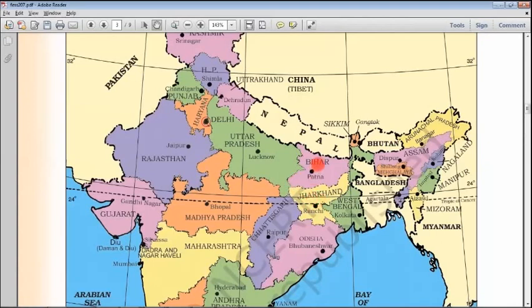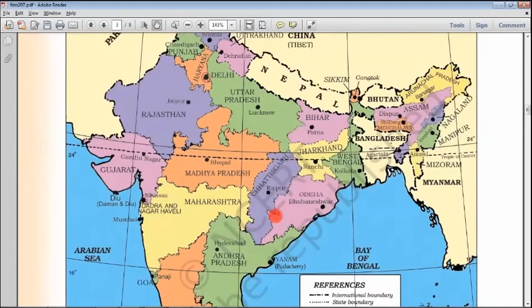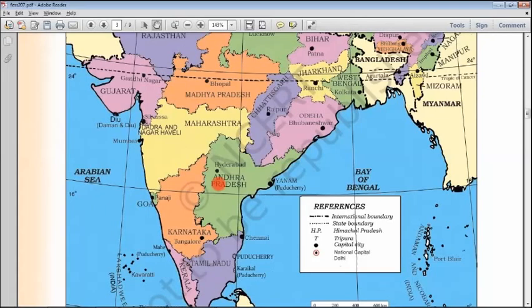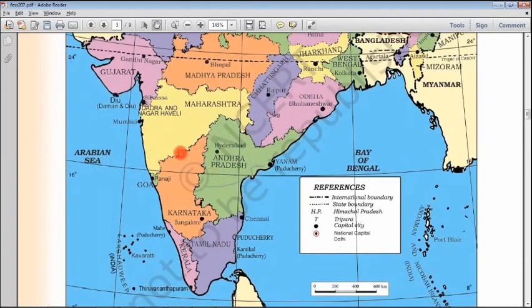Jharkhand is carved out of Bihar. Uttarakhand is formed out of Uttar Pradesh. And you have got Chhattisgarh here, carved out of Madhya Pradesh. And the very latest state is Telangana. This is in this map. This book is somewhat old, so the map is not given. But now Telangana is a new state, separate from Andhra Pradesh. Okay, and union territories also. There are 7 union territories.